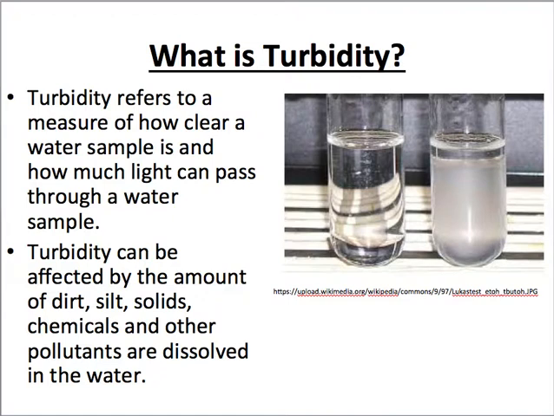Now let's talk about turbidity, finally. So turbidity, this is review from last year, is a reading of how clear the water is and how much light can pass through a sample. Turbidity can be affected by dirt, silt, solids, chemicals, or other pollutants in the water. So you can see here in this picture, the water sample on the left is very, very clear, whereas the water sample on the right has very cloudy water. And so the amount of light that can pass through each of these is very different. This left sample can pass a lot of light through, but this right sample is very cloudy and cannot pass a lot of light through.